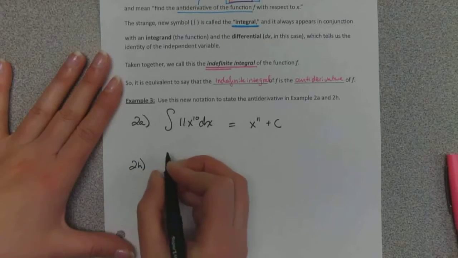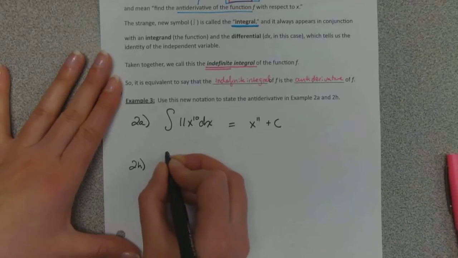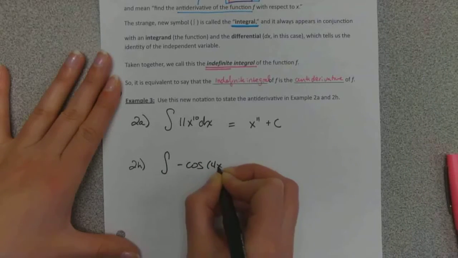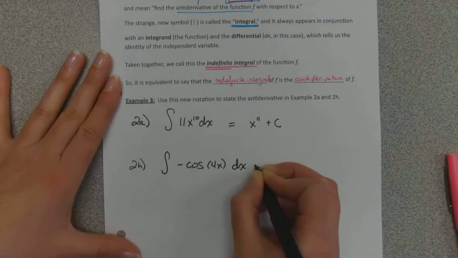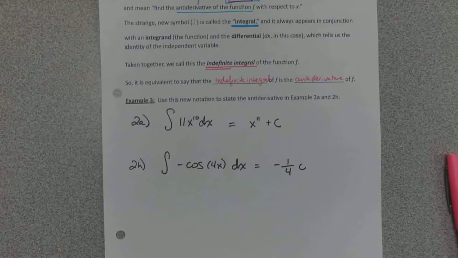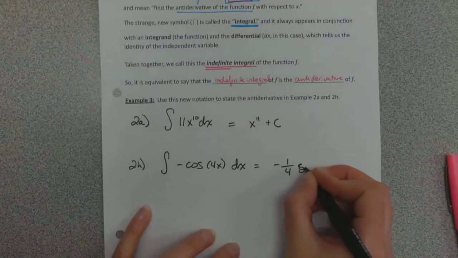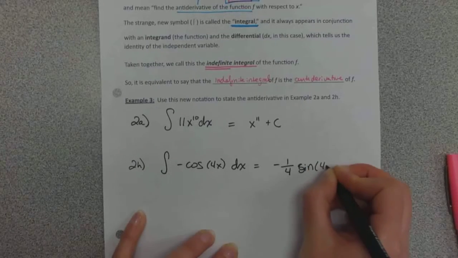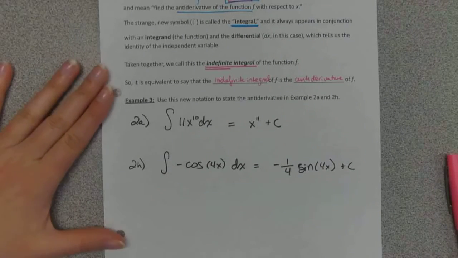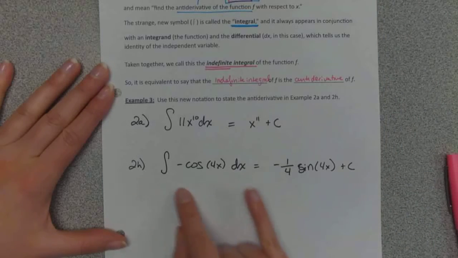So 2h, same thing. If I wanted to do the integral of negative cosine of 4x dx, we already stated that that integral was going to be negative 1/4 sine of 4x plus c. There are notes up in the front if you just walked in to grab. All right. So for the most part, in the rest of the section, we're going to be working with this notation.